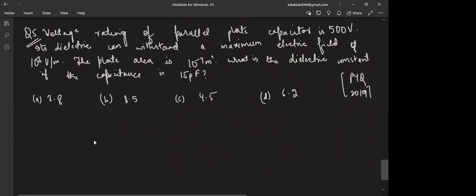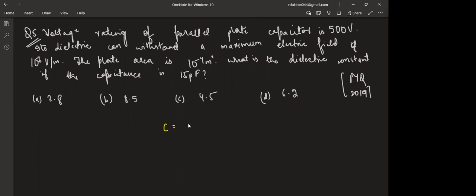The question says that the voltage rating of a parallel plate capacitor is 500 volt. Then it says that its dielectric can withstand a maximum electric field of 10 to the power 6 volt per meter. Plate area is given as 10 to the power minus 4, and the capacitance is 15 picofarad; find the dielectric constant.